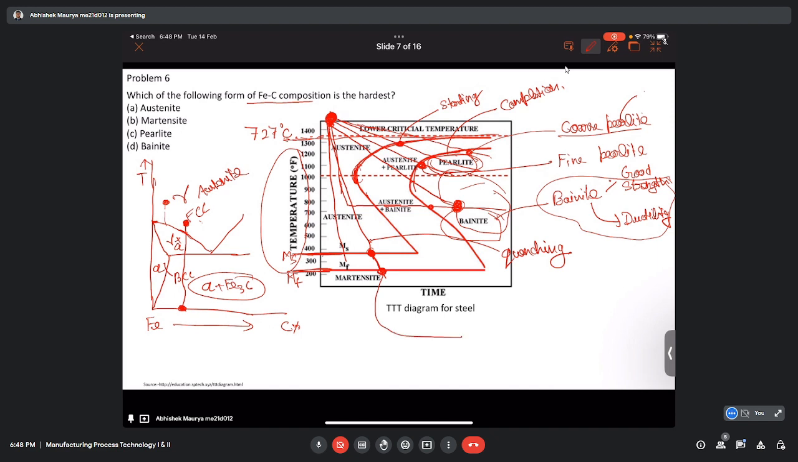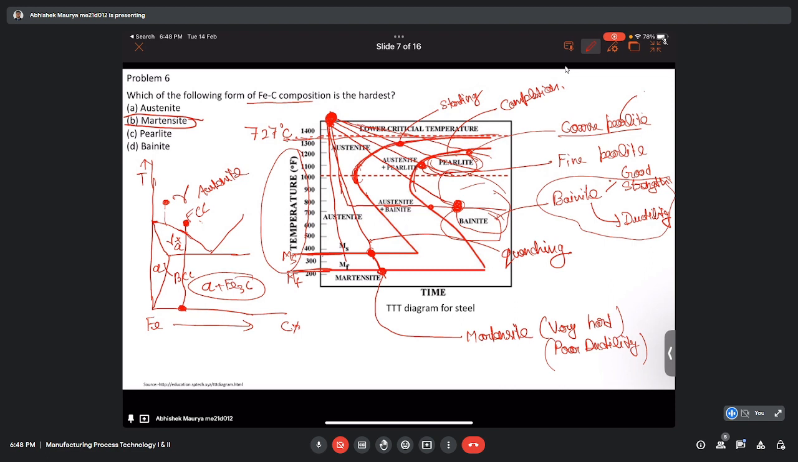So martensite is very hard. For the steel, the martensitic phase is very hard, but it has very poor ductility. So very hard and poor ductility. So we will go for the martensitic transformation only if we are looking for the hardness, not the ductility. So this is the correct answer. That is the hardest.